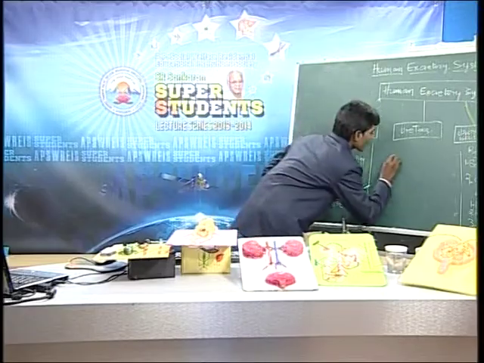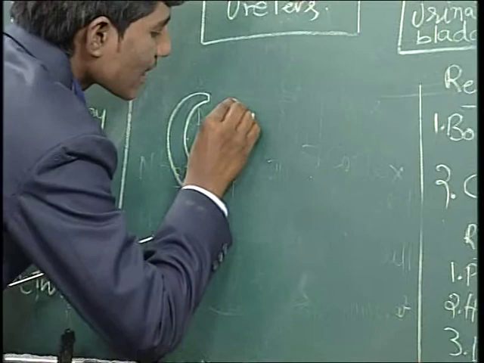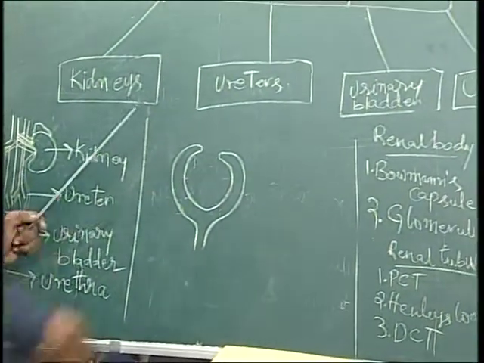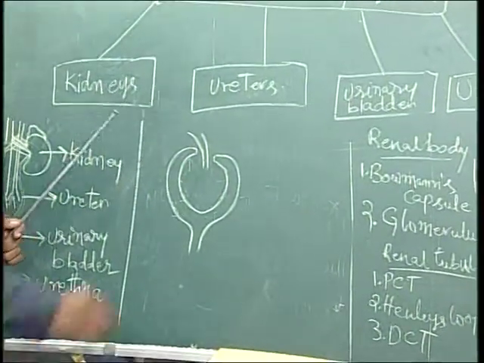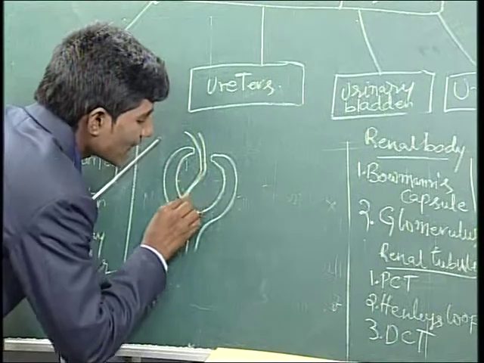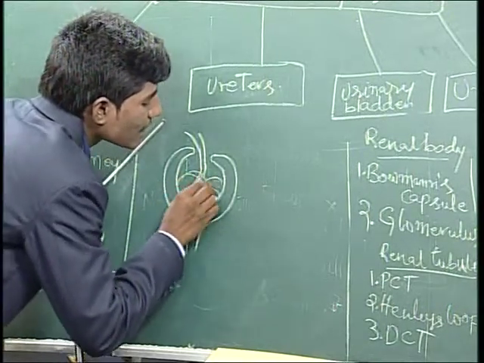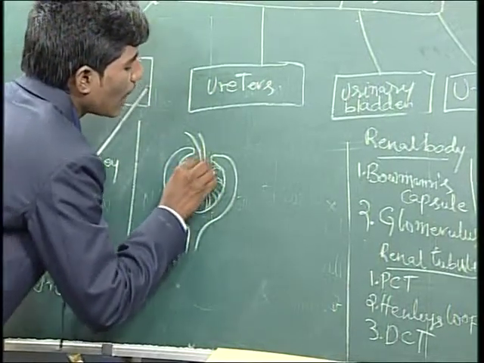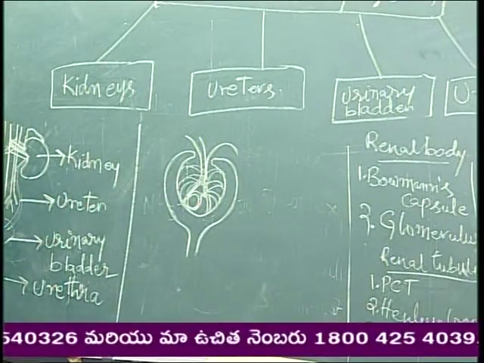See, what is this? Yes, the Bowman's capsule. Is it clear? And what is this? The afferent arteriole. See, it enters and coils like this. See how it coils and comes out as the efferent arteriole.